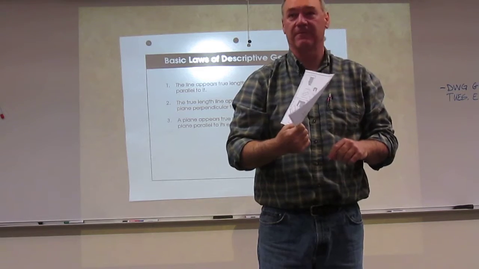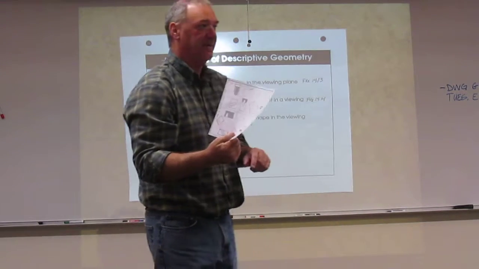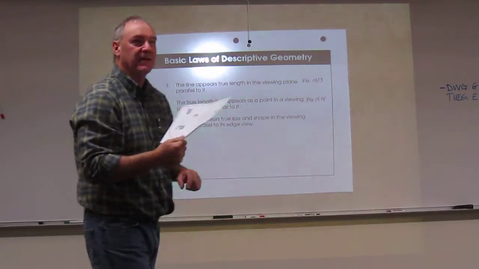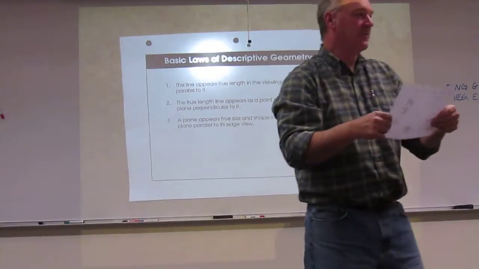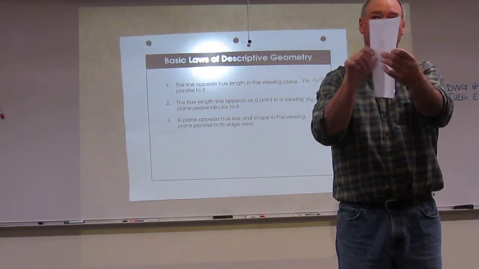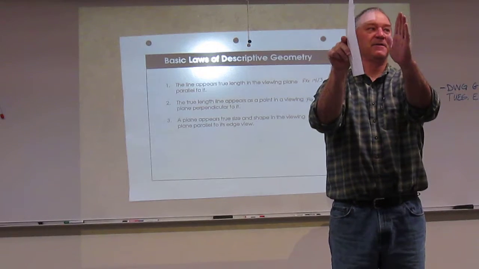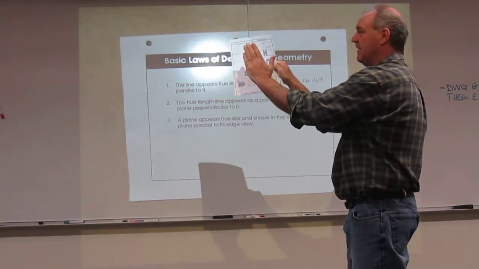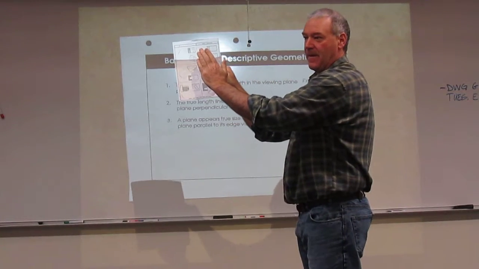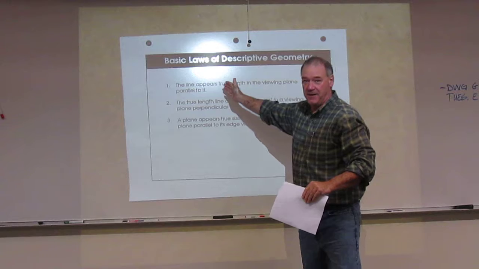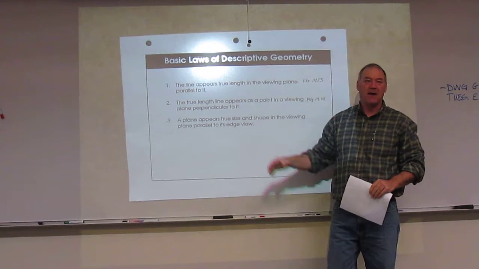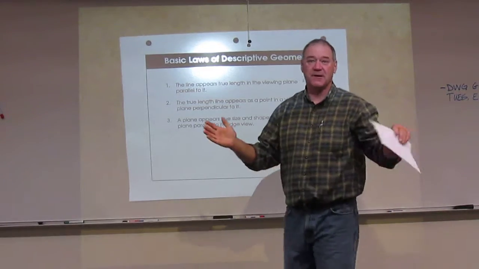Then we rotate Law 3. What does Law 3 state? Any plane appears true size and shape in the viewing plane parallel to its edge view. So I've now rotated, I found true size, then I found Law 2, edge view. Now I'm going to put a viewing plane parallel to that. How do I have to see the plane? Have to see it true size and shape. So in essence, that's what this is doing right here. This is setting up your rotation of planes so that within 3 rotations, you can get the true size and shape of any plane.